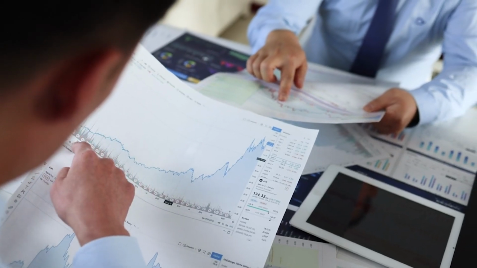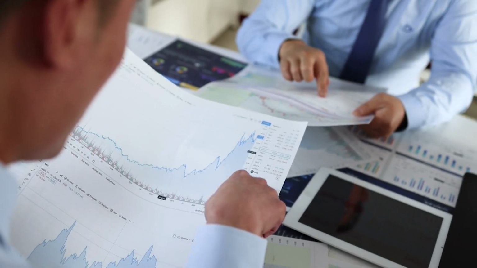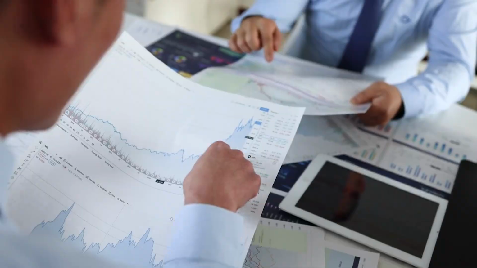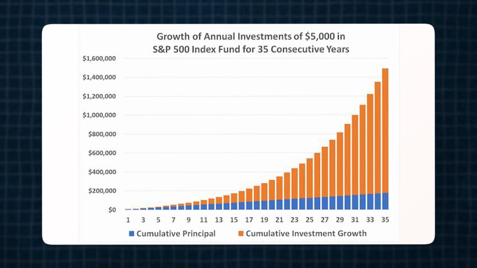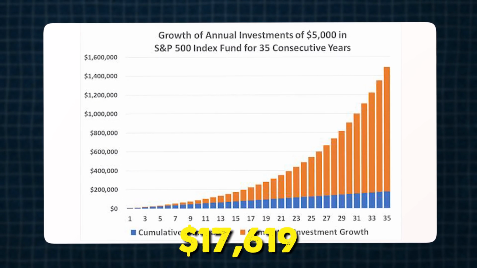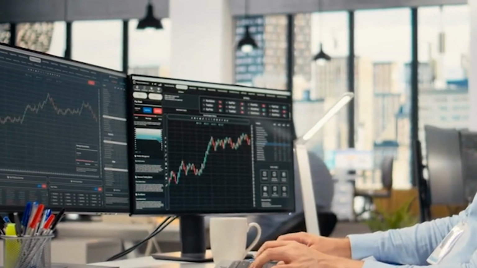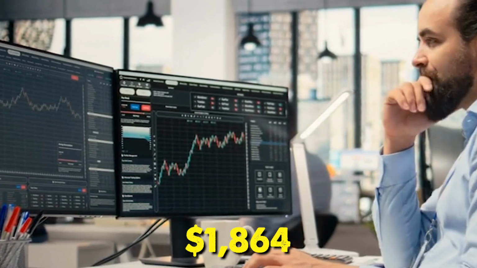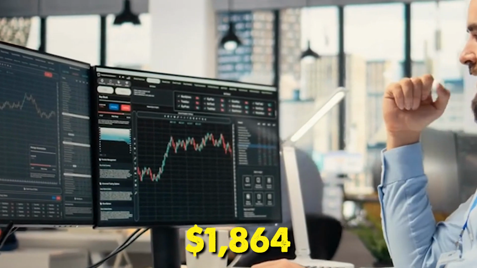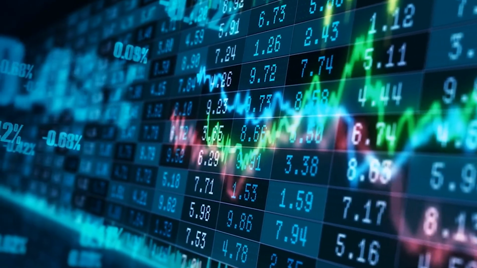For the first 7 years, your portfolio is almost entirely funded by your own contributions. At the end of year 7, the balance sits at $17,619. In year 8, that capital base generates $1,864 in passive returns, and for the first time, the capital exceeds the labor.